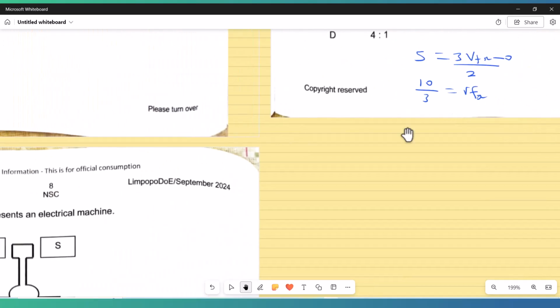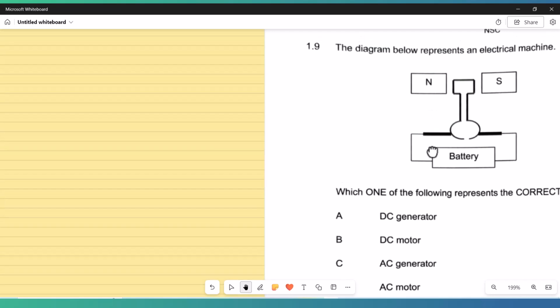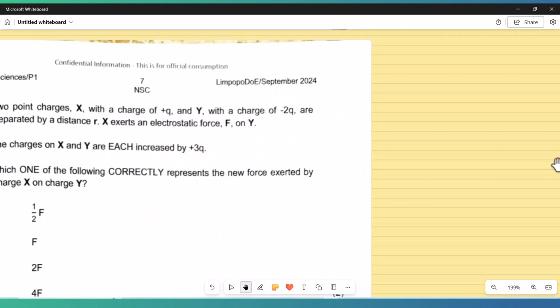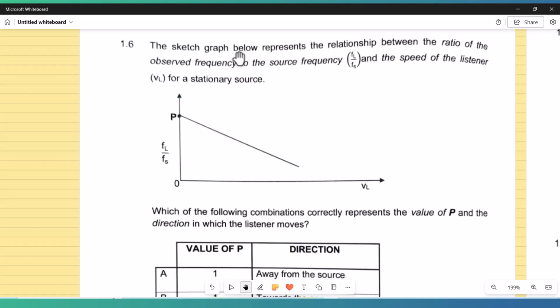Question 1.6. Okay, that was 1.5. Yeah, 1.6 now. So 1.6 here, it says, let's check it out. They say that the sketch graph below represents the relation between the ratio of the f listener, that is the observed frequency, to the source frequency, and the speed of the listener, VL, for the stationary source. Which of the following combinations correctly represent the value of P and the direction in which the listener moves? Now we want the correct information regarding what we see here.